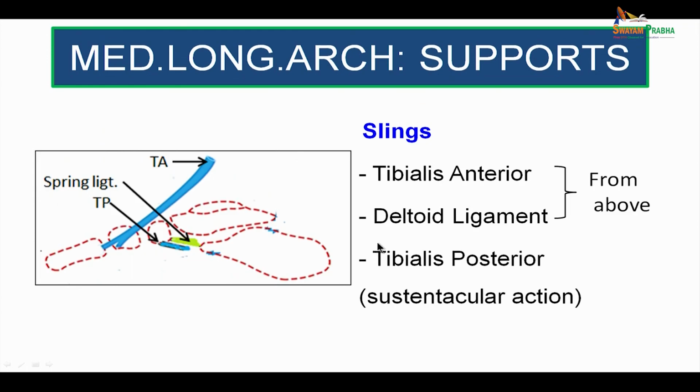Coming on to the slings, or the structures that will support the arch, we have the tibialis anterior and the upper fibers of the deltoid, which have a sling effect from above, and the tibialis posterior, by virtue of its attachment to the bone and to the adjacent bones of the talus and the metatarsals, gives a sustentacular action, or supports it from below.